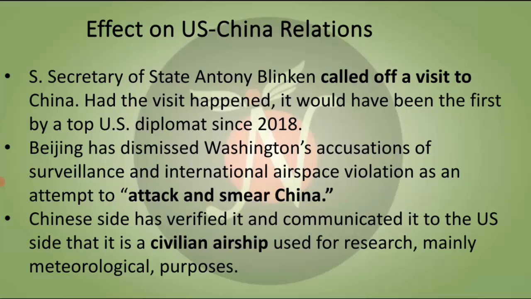Now, the effect on US-China relations. Secretary of State Antony Blinken called off a visit to China. Had the visit happened, it would have been the first by a top US diplomat since 2018. Beijing has dismissed Washington's accusations of surveillance and international airspace violation as an attempt to attack and smear China. The Chinese side has verified and communicated to the US side that it was a civilian airship used for research, mainly meteorological purposes. China can say anything.